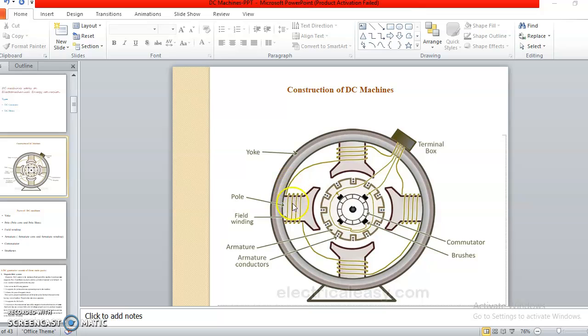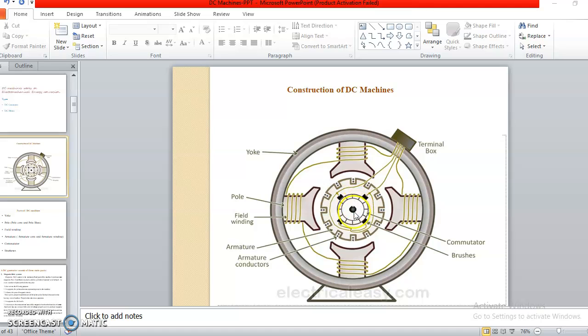First of all, we are going to give the external supply to the field winding which is mounted on the pole core. Then this pole will act now as an electromagnet, which will generate a magnetic flux in the air gap between this field winding and the armature.